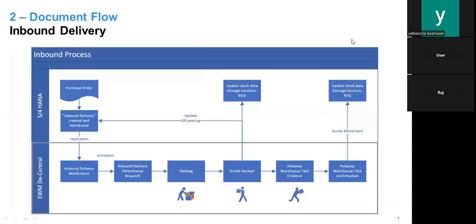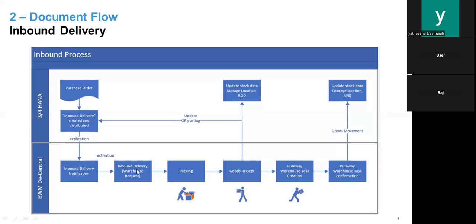So the document flow: here in S4 HANA, we need to create the purchase order. Against the purchase order, the inbound delivery is created, and this is replicated to the decentral EWM system. And there it will create the inbound delivery notification. This is nothing but the replication of the inbound delivery from S4 HANA. Then against the inbound delivery notification, there is a PPF function, it will activate and it will create the inbound delivery. This is nothing but a warehouse request in EWM. Against this, all the packing, goods receipt and put away will take place.